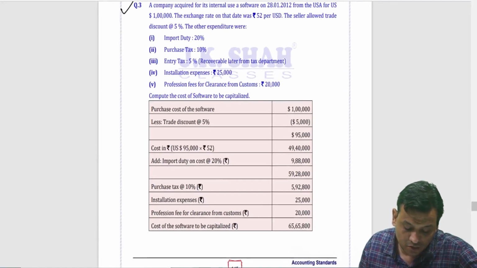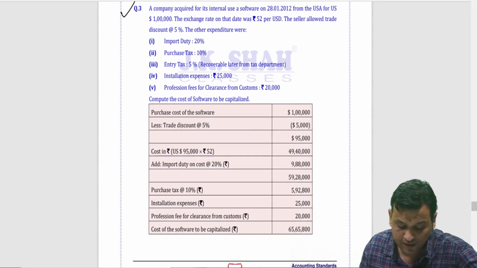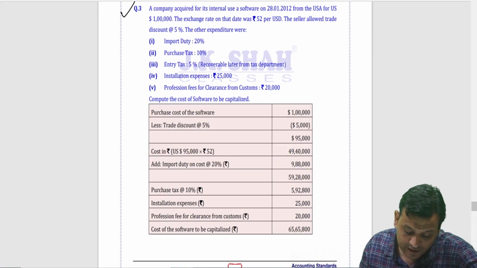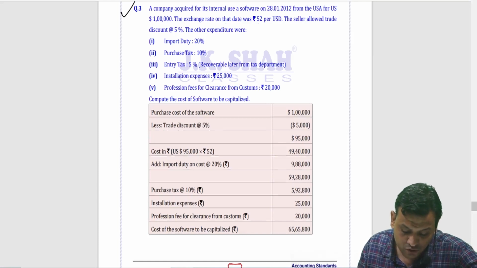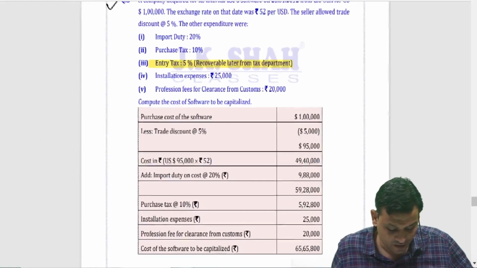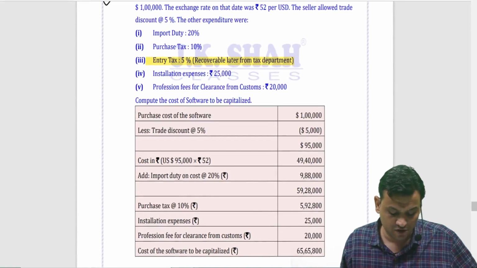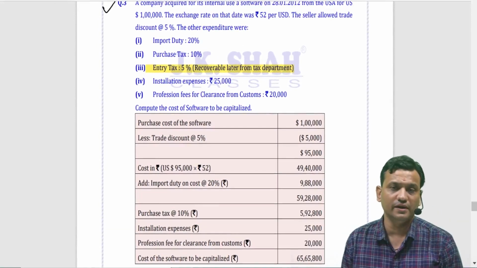A company acquired for internal use a software on 28th January 2012 from US for $1 lakh. The exchange rate was 52. The seller allowed a trade discount of 5%. The other expenditure: import duty, purchase tax, entry tax recoverable from the tax department, installation charges, professional fees for clearance from customs. Compute the cost of software to be capitalized.